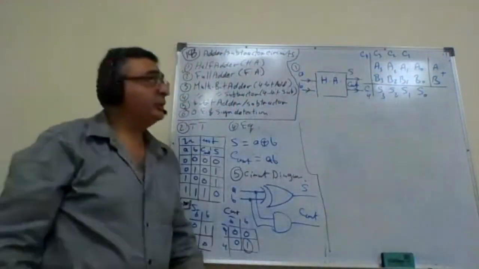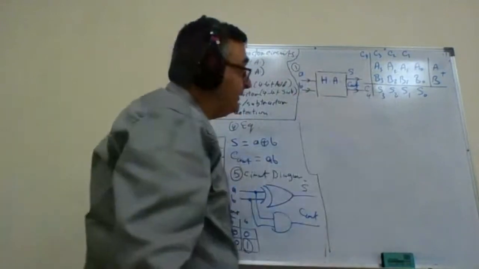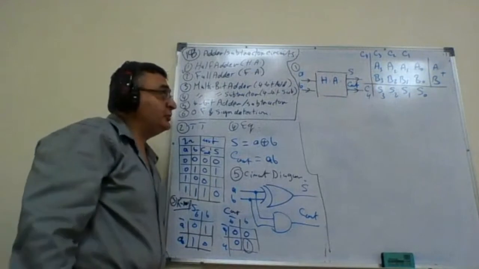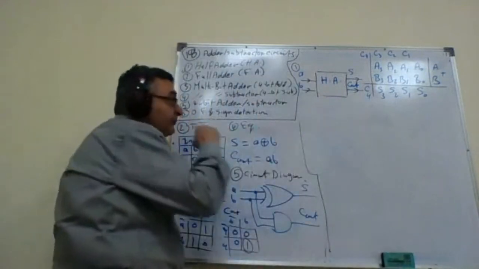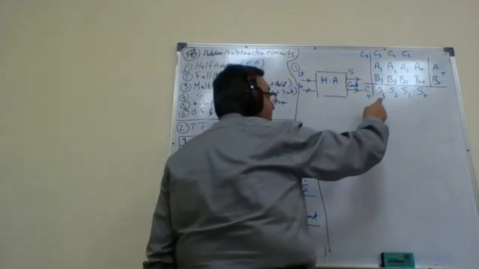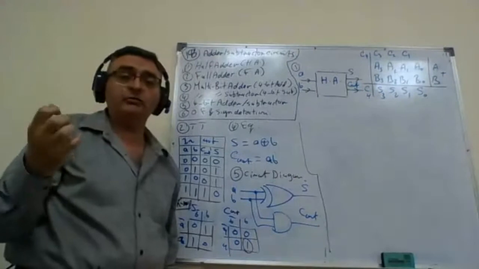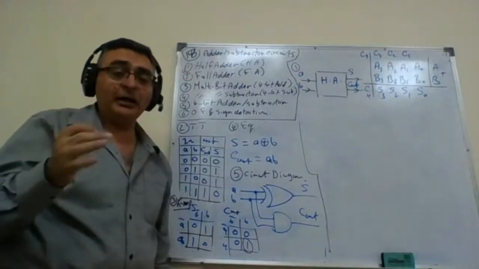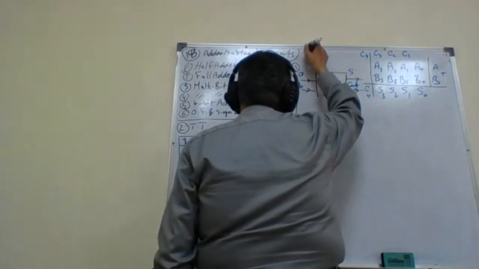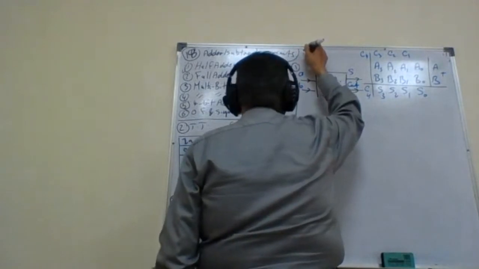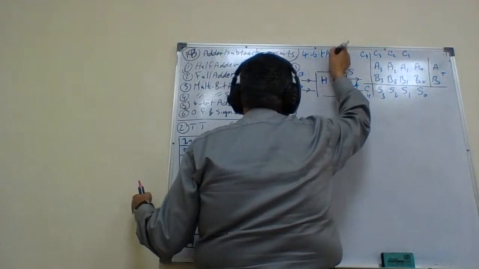So if I'm adding two numbers, A and B, and each of them is 4 bits, I expect to see the output to be how many bits? 4 bits for the result and 1 bit for the extra carry. So I have a total of 5 bits as my output. So we need to design this circuit. So our second circuit to design today is actually a 4-bit adder.